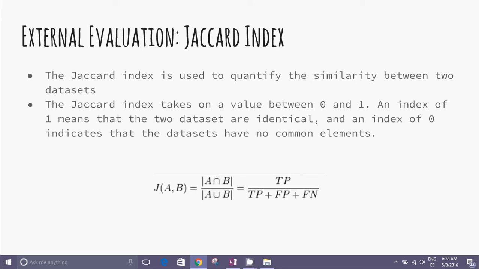Jaccard index: this is simply the number of unique elements common to both sets divided by the total number of unique elements in both sets.